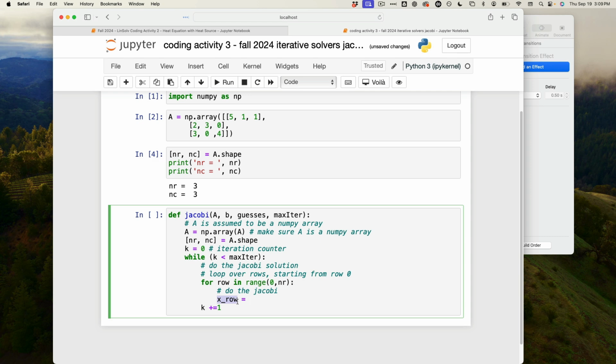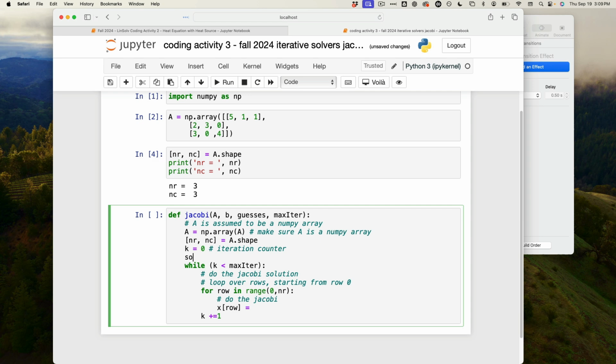So even if I did here x row, what the heck is x? I haven't declared it. And if you run it, it's going to throw an error and you're going to panic. Well, because you haven't declared what x is. So I'm going to call it solve for solution.